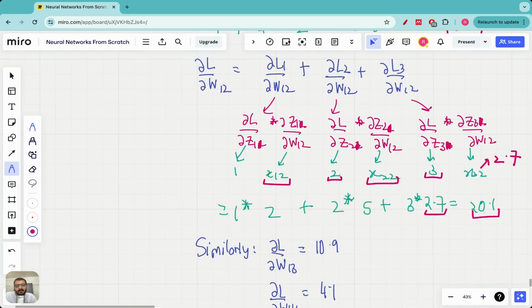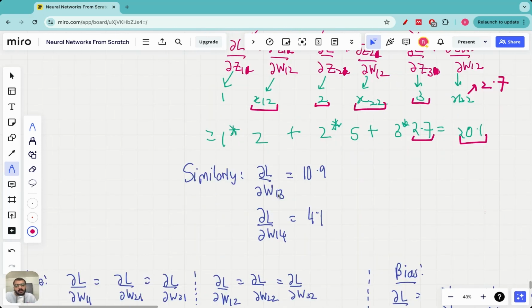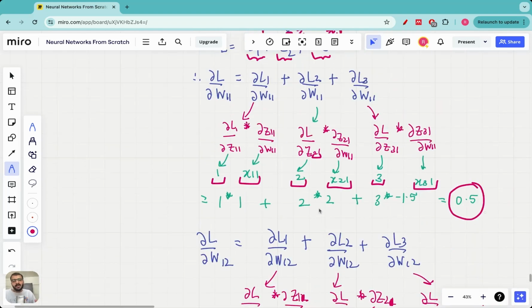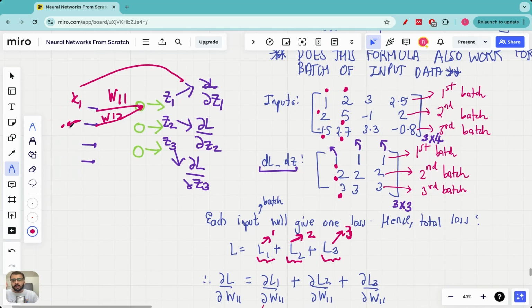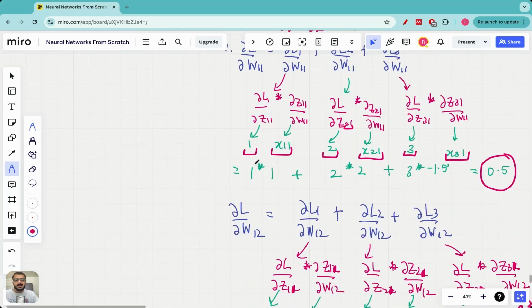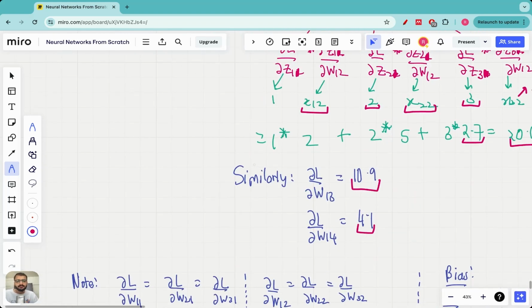Similarly, if you calculate the partial derivative of loss with respect to W13 and W14, they will be 10.9 and 4.1 respectively. I know this is a bit complicated to understand because there are too many matrices and too many different labels. But if you write it on your own and always remember which input, which neuron and which batch you are looking at, you will be able to understand these calculations.